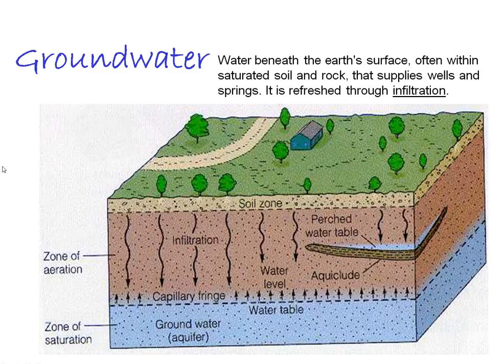Groundwater, simply enough, is water under the ground, and it is refreshed through infiltration. Rain falls on the ground, filters down through the soil, and filters down into the groundwater. The aquifer down here is where groundwater stays.